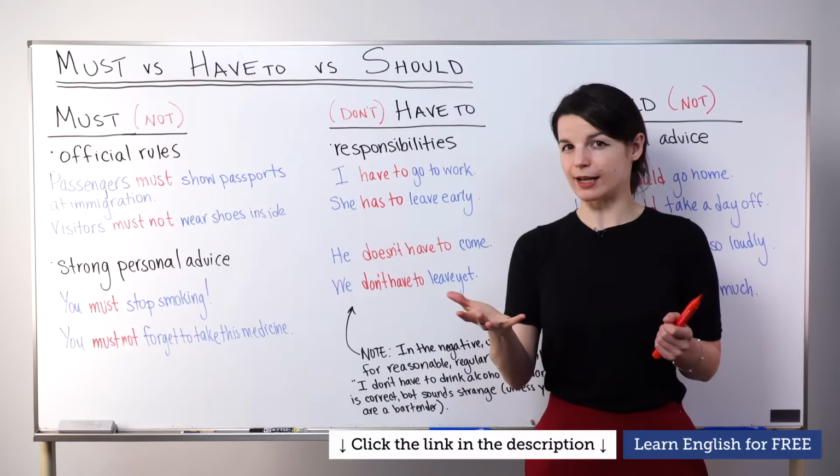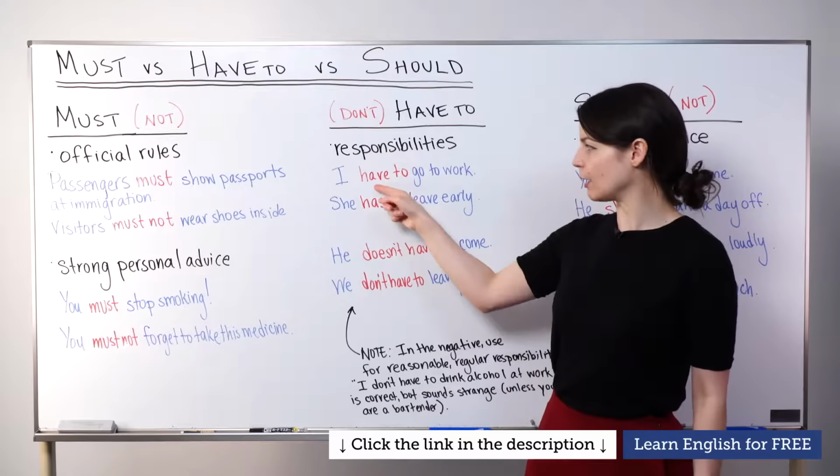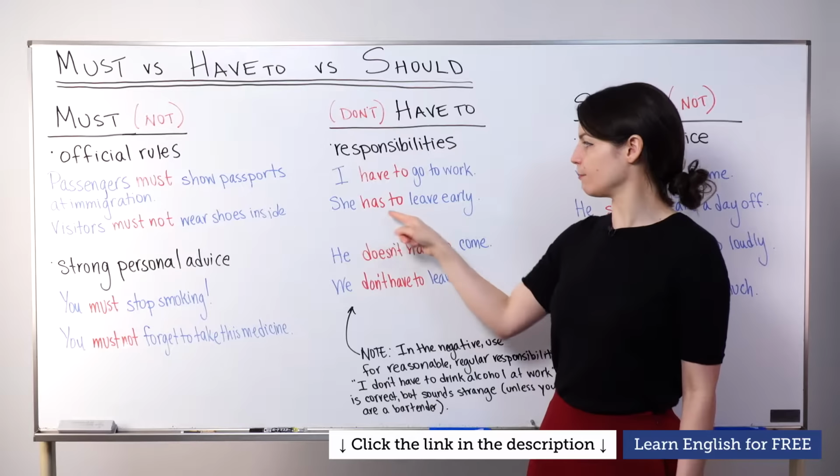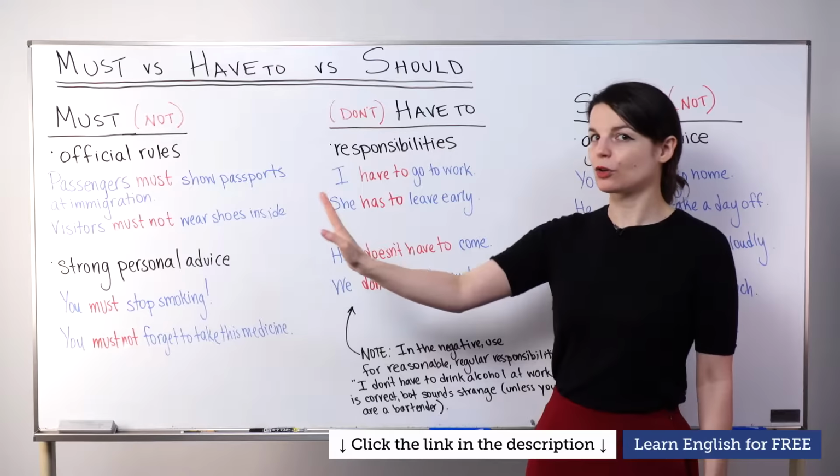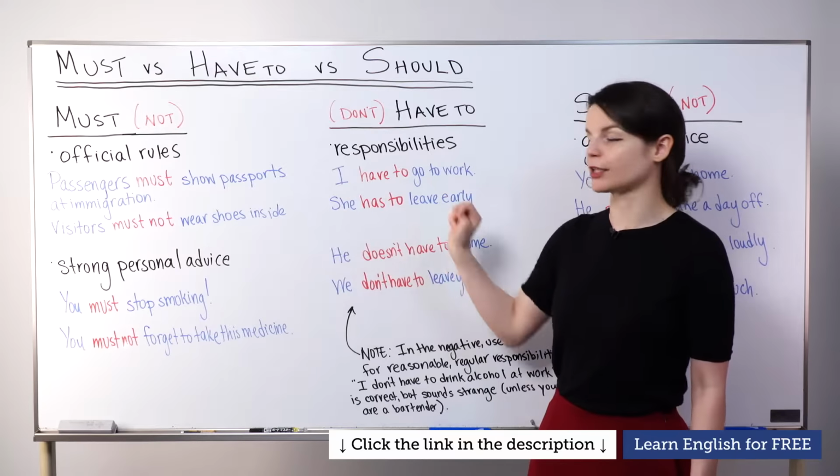So many learners ask, can I use must here? I must go to work. She must leave early. It's not grammatically incorrect to say must. I must go to work.